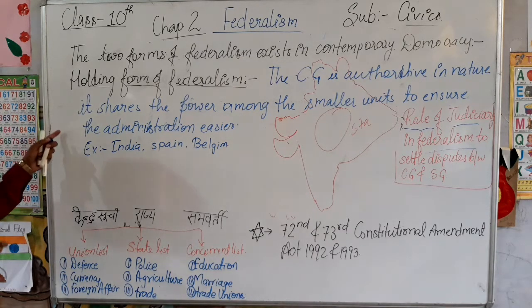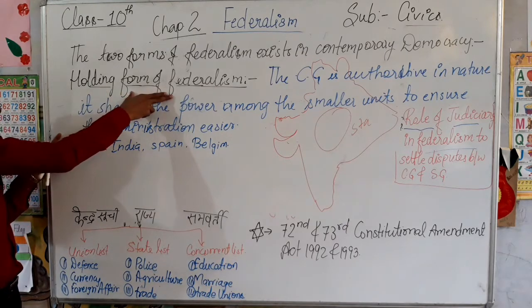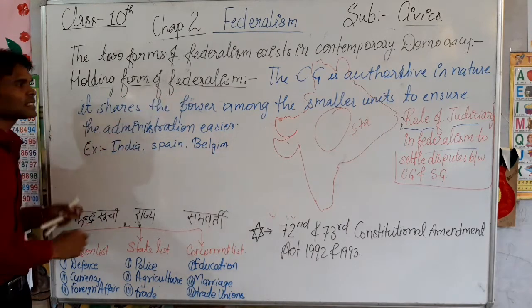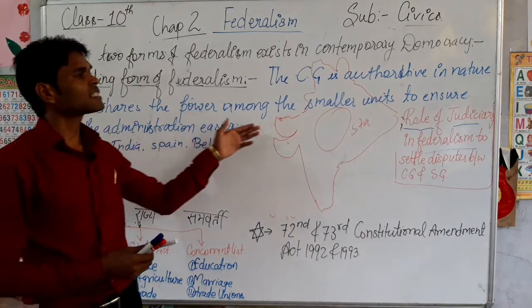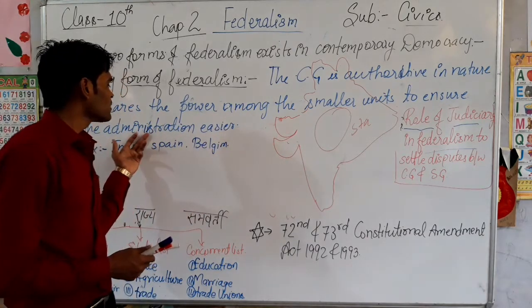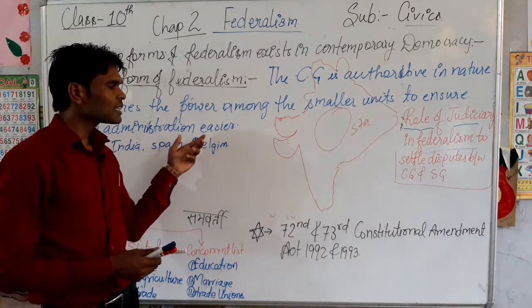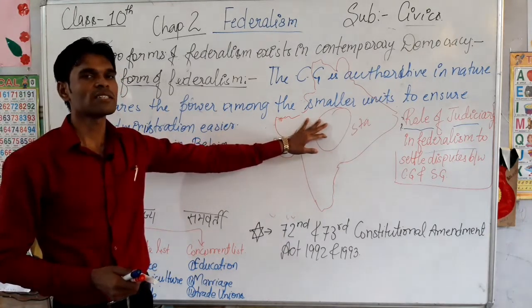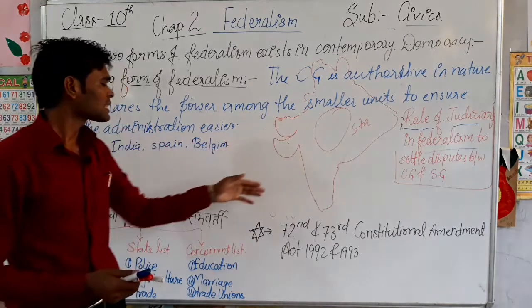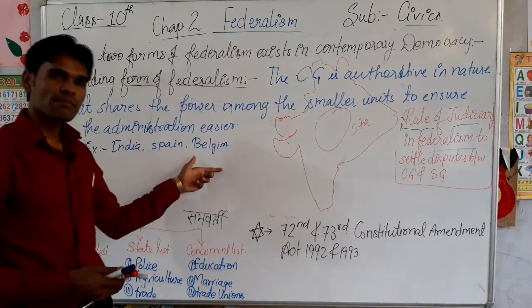So now coming to the next point. What is the next point? I hope you all have got it. Holding form of federalism means central government is authoritative in nature. And central government shares the power among the smaller units to make the administration easier. None of the states is allowed to make any type of relation to other countries. The examples of this are India, Spain, and Belgium.